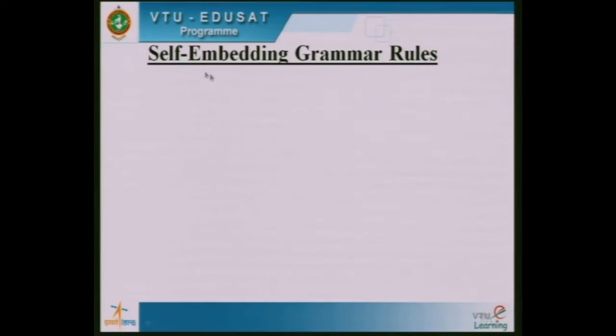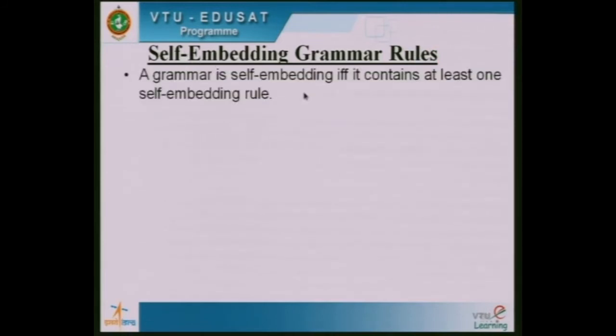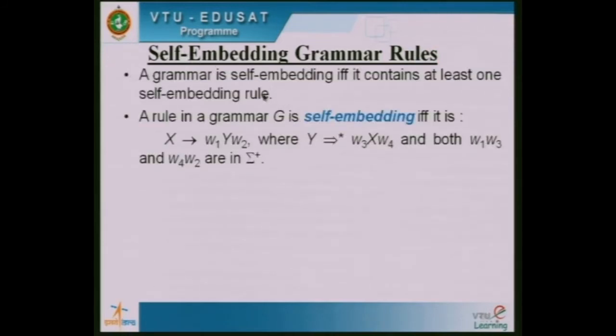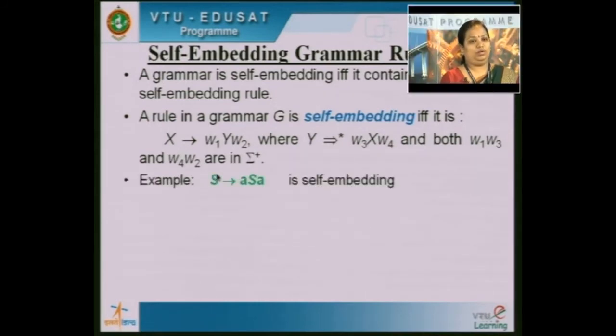One more property is self-embedding grammar rules. What do we mean by self-embedding grammar rules? A grammar is self-embedding if and only if it contains at least one self-embedding rule. I have a rule X tends to w1 Y w2, where Y derives a string consisting of X, w3 and w4, and w3 and w4 belong to sigma plus. Then we say that this rule is a self-embedding rule.